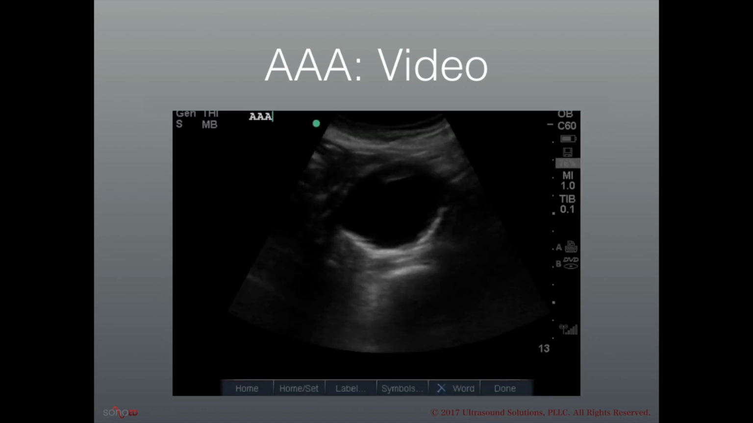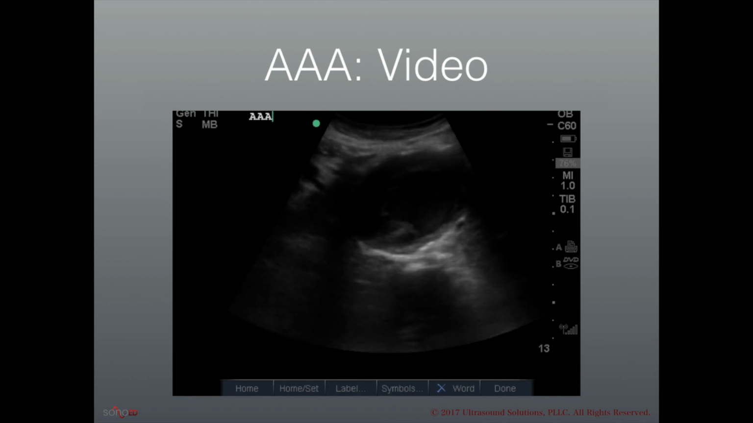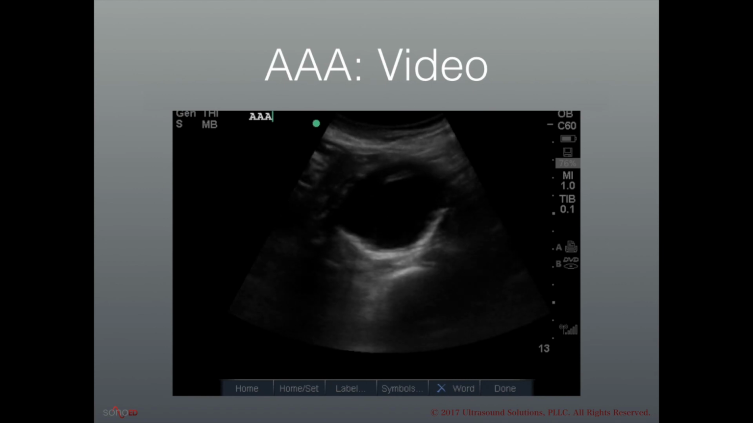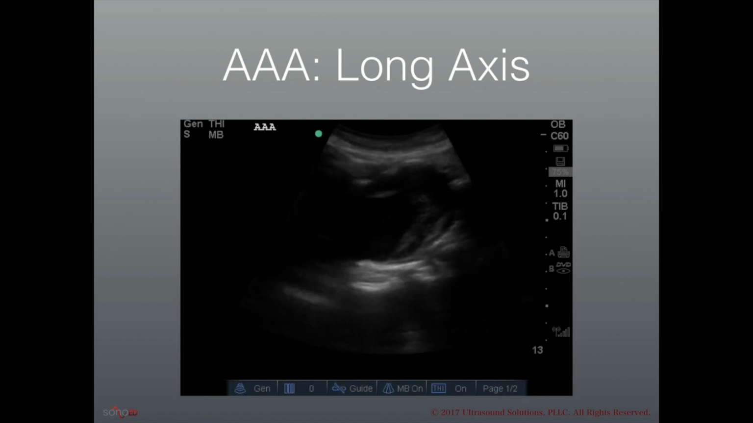Here's another large AAA in transverse axis. Again, identify the spine shadow and the aorta. And here's that same AAA in a longitudinal axis.